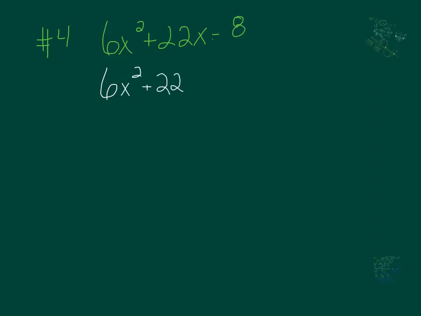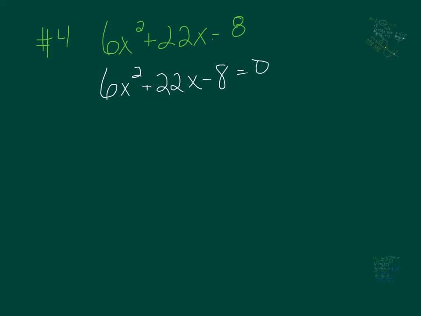Number 4. Solve 6x squared plus 22x equals 8. Solve that. All right, well, problem. It's not set to what? Tell me. It's not set to 0. So let's get it set to 0.